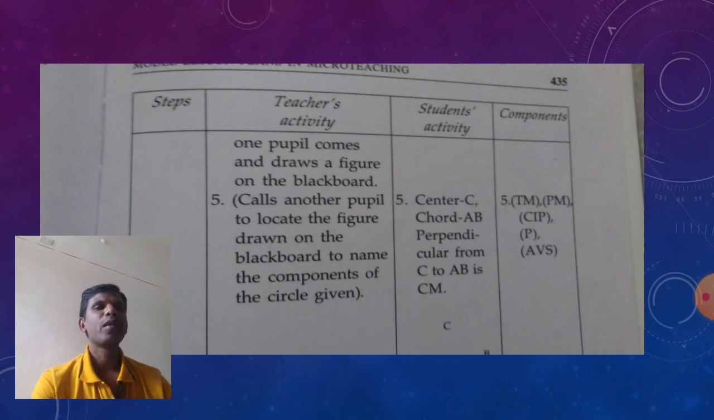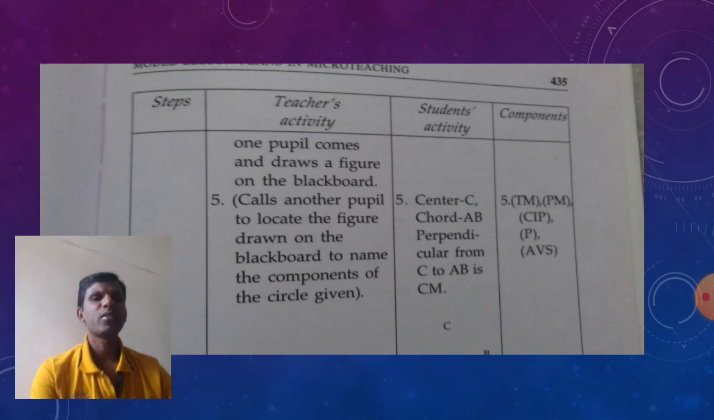That is center C, chord AB, perpendicular from C to AB is CM. So with these components we can see the teacher is moving in the classroom and asking the students to come and name those parts. So that is pupil's movement. The students come and give the names to the parts of the circle which were drawn by the first student. So this is pupil's movement.